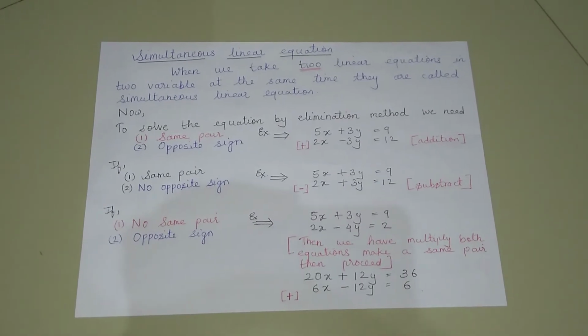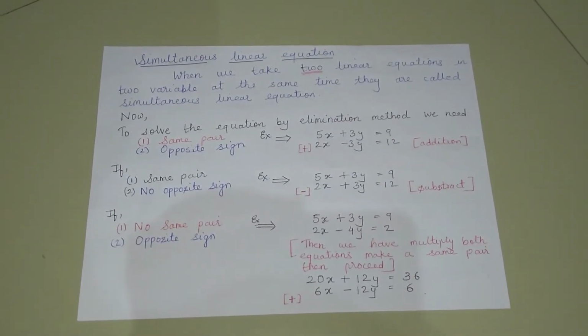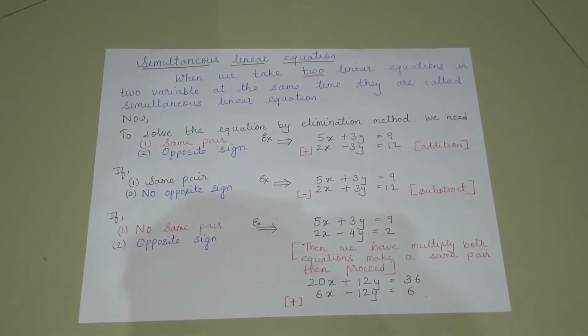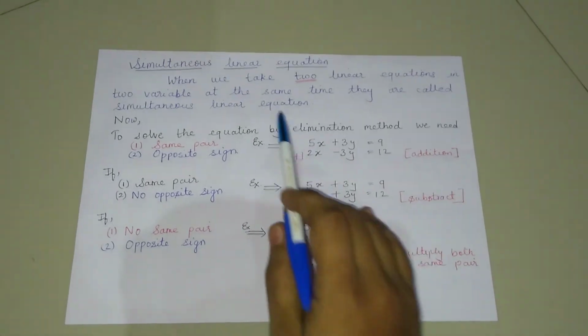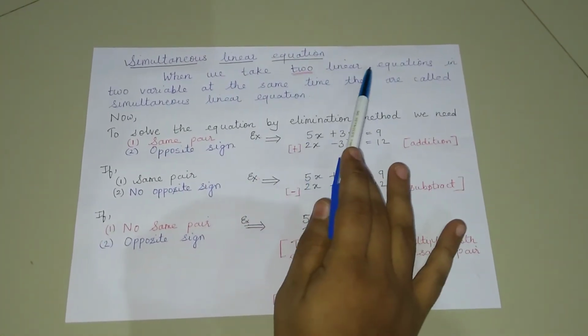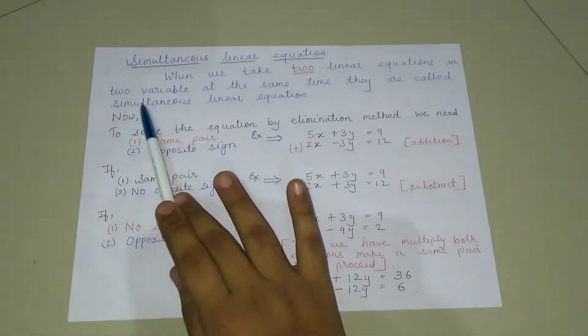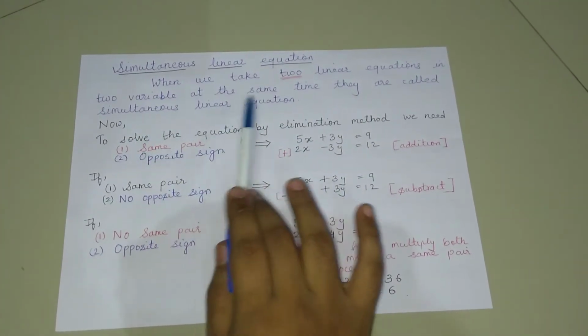Now let's take the next topic, that is simultaneous linear equations. First of all, we will see the definition of simultaneous linear equations. The definition is: when we take two linear equations in two variables at the same time, they are called simultaneous linear equations.